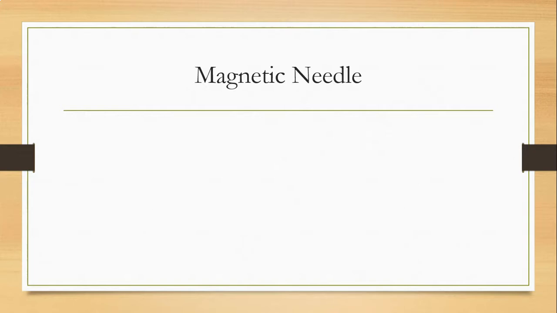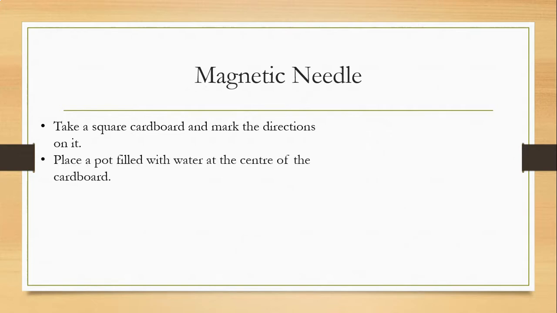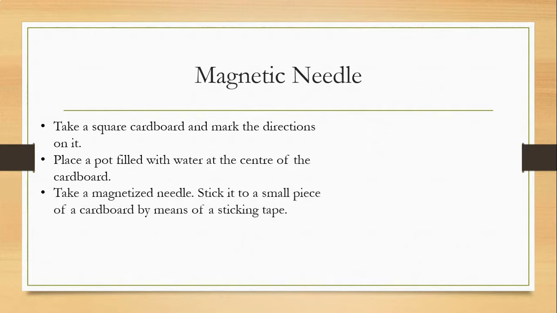Let us see what this is. We have to take a square cardboard box and mark the directions on it. Which directions? The north, south, east, west, those directions. Place a pot filled with water at the center of the cardboard. Take a magnetized needle and stick it to a small piece of cardboard by means of sticking tape.